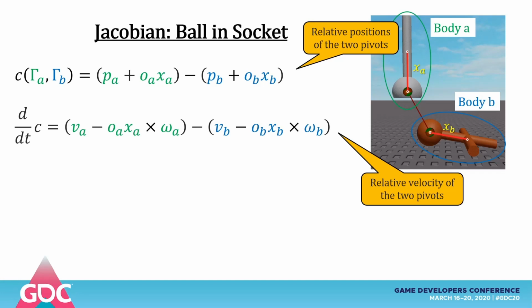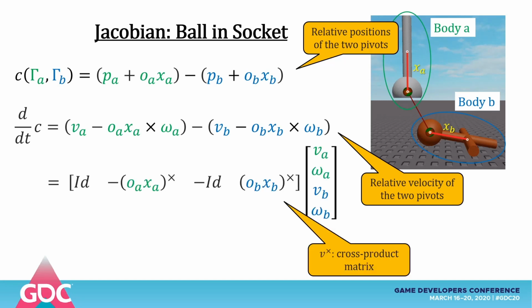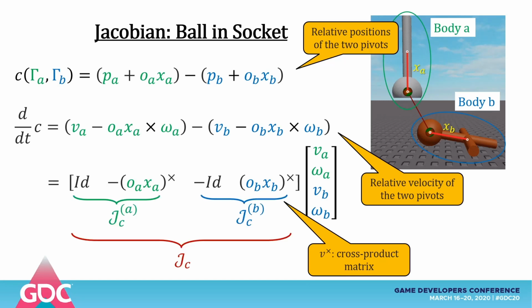Some care has to be taken in taking the derivative of orientation matrices or quaternions. These are expressed in terms of cross products with angular velocities. But a cross product is a linear operation and can be expressed as a matrix multiplication. As a result, we can gather the velocities into a vector and the rest into the Jacobian matrix. The Jacobian matrix has two parts corresponding to the two rigid bodies.